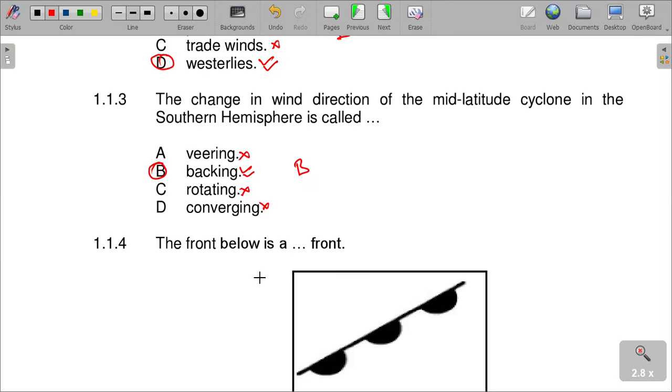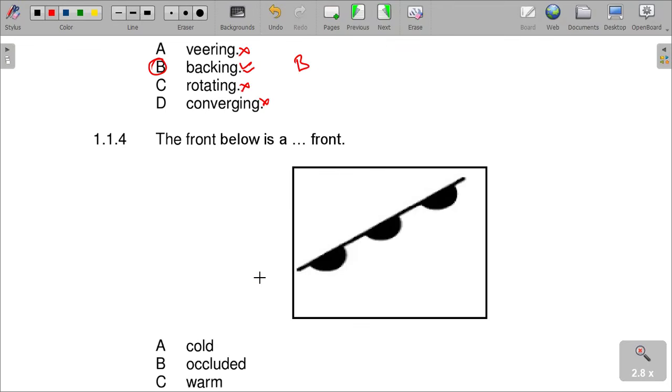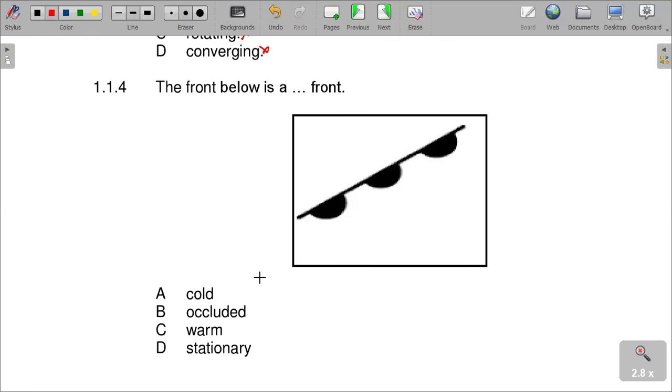The front below is the dash front. We talked about types of fronts, the front given on this page. Remember, we have the cold front, occluded front, and warm front. Different diagrams are used to explain fronts. A cold front is shown by triangles resting on the line. A warm front is the opposite, semicircles resting on the line, and an occlusion is a mix of both.